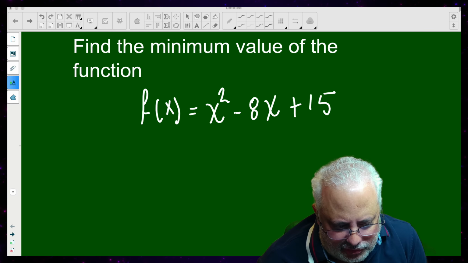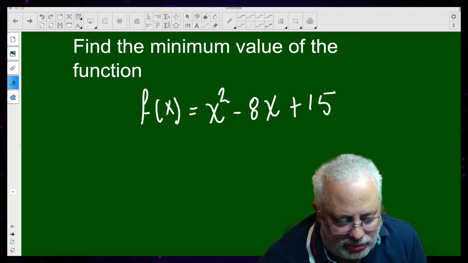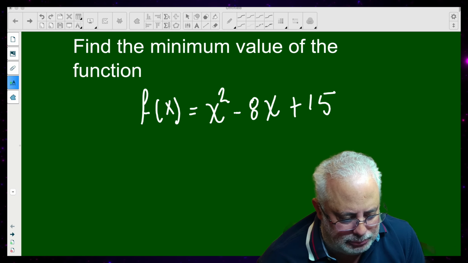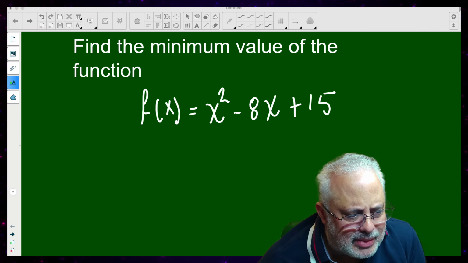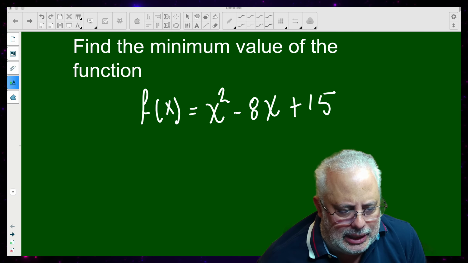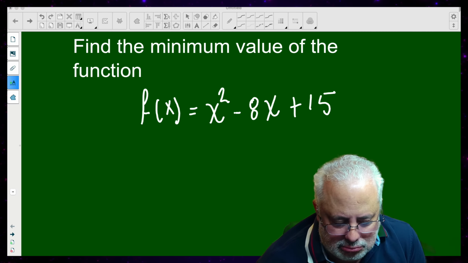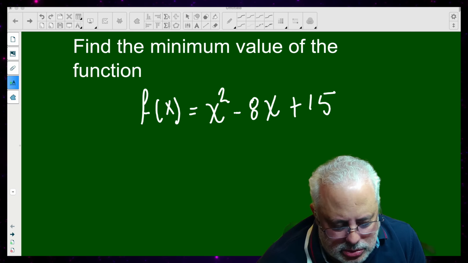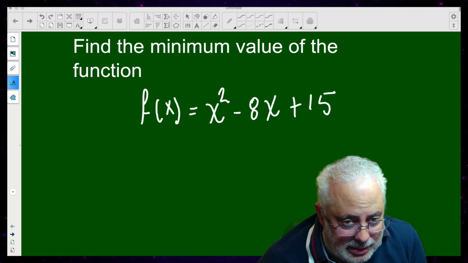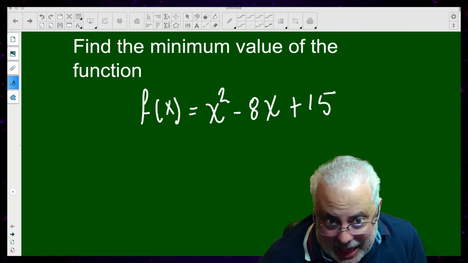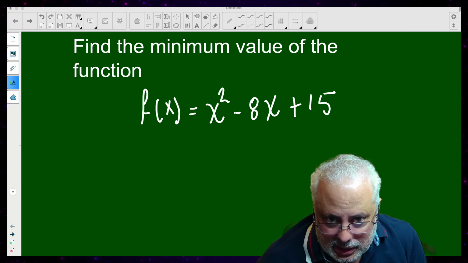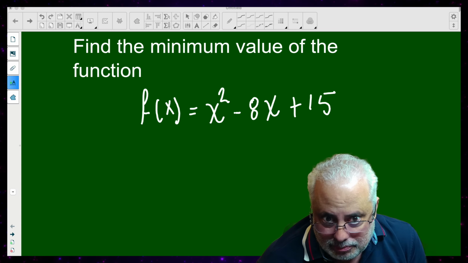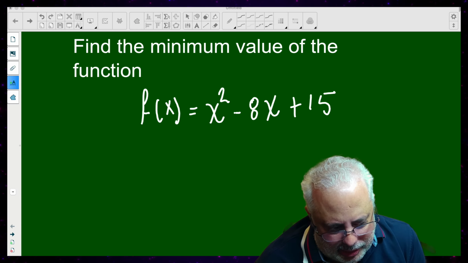Finding the minimum value of the function. Today, we have a quadratic function, f of x equals x squared minus 8x plus 15. You can see it right there on the board. To find the minimum, I want to discuss two perspectives. Let's say that you are an Algebra I student and you don't know anything about calculus. So we are going to answer from the algebra perspective, and then we are going to solve it from the calculus perspective. And this is a way to integrate mathematics and to learn mathematics.